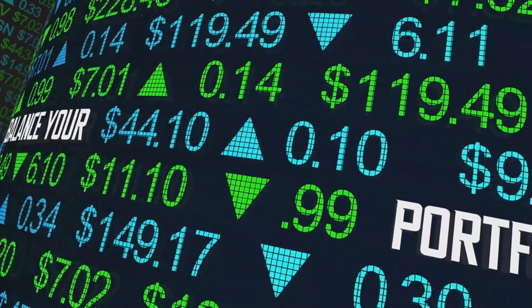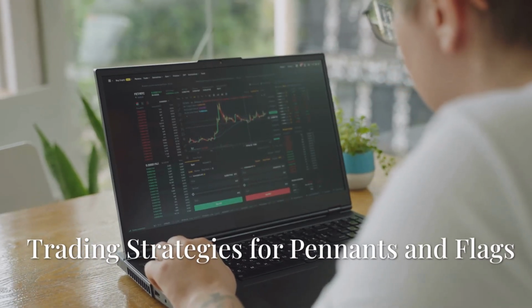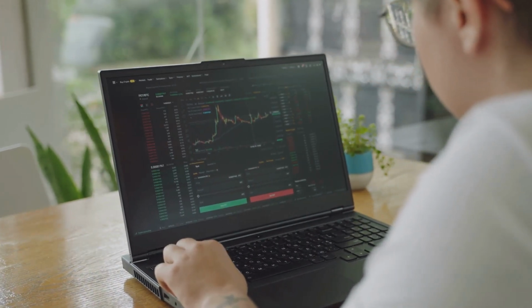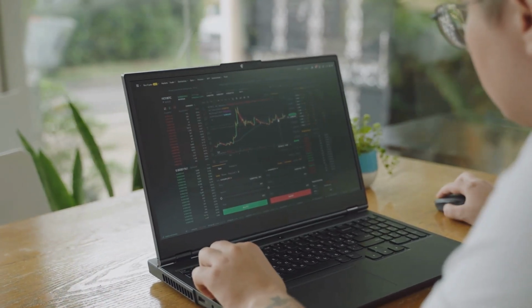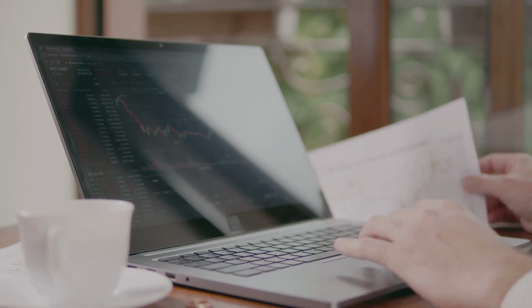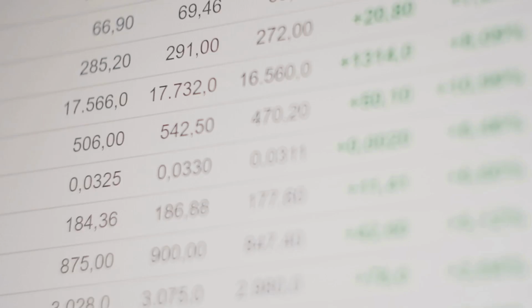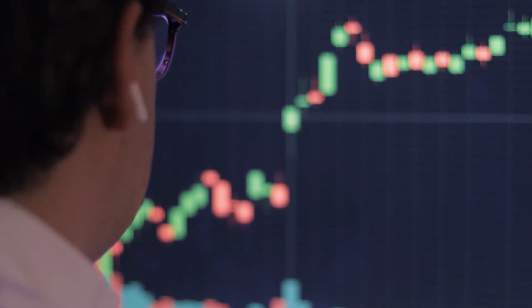Manage your risk and use proper position sizing. Always have a plan and stick to your rules. Now let's talk strategy. For trading pennants and flags, wait for breakout confirmation or anticipate it within the pattern. Use stop-loss orders to manage risk. Set stop-loss just below the low or above the high of the pattern. Pennants and flags help identify breakouts and ride momentum.